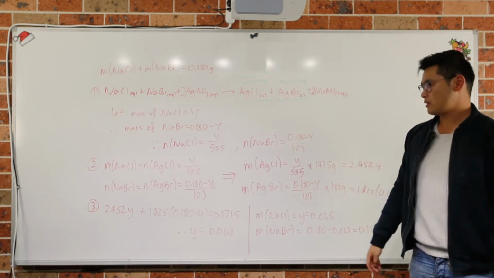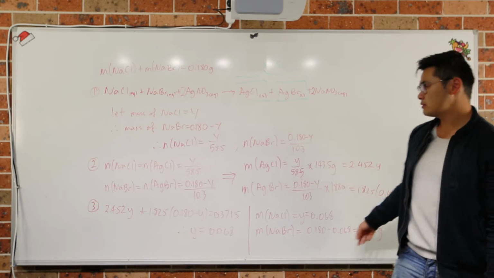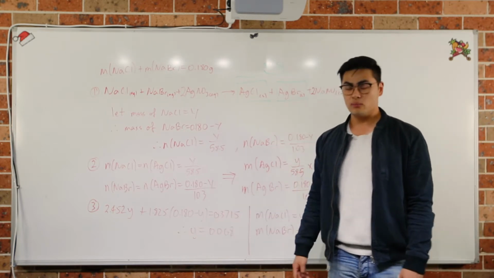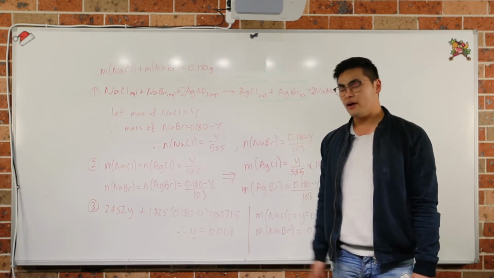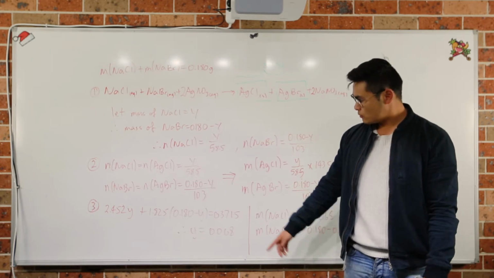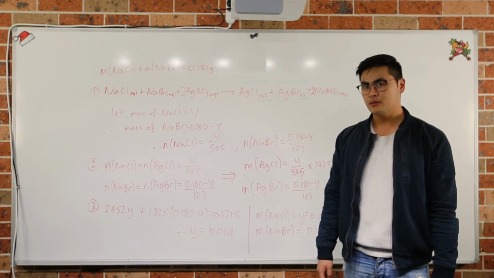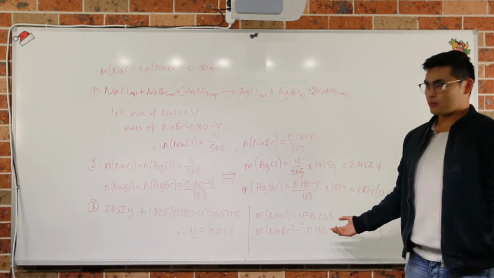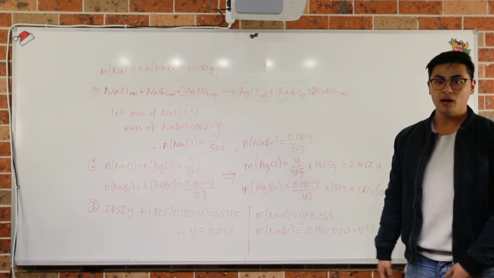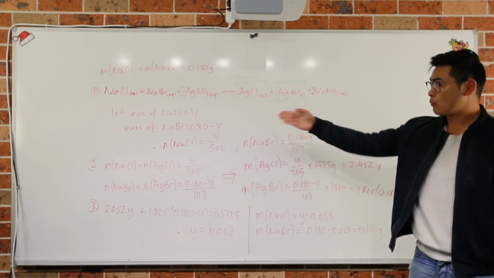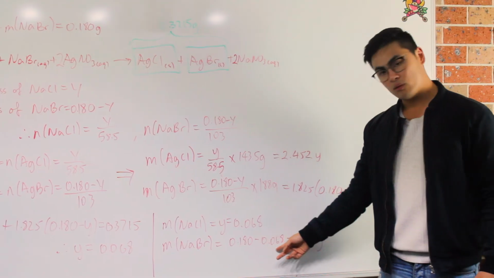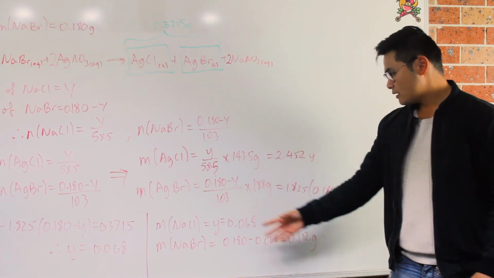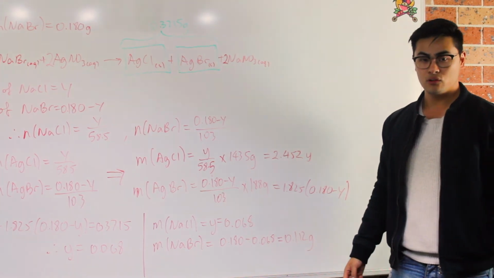So that's the last step then. All you have to do is plug these two in, allow it to equal 0.3715, and we find the value of Y, which is 0.068. And remember, Y is the mass of NaCl. The next step is simply finding the mass of NaBr, which is 0.18 minus Y, which is 0.18 minus 0.068, and we get 0.112 grams.